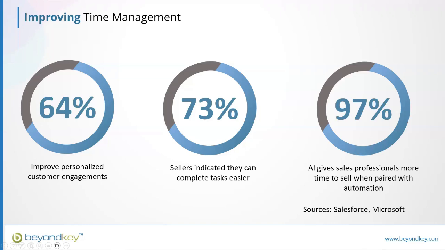Finally, and this is where you basically have universal agreement, 97% of sales professionals believe AI gives them more time to sell when it's paired with automation. That's probably why you're here today, or at least part of why you're here. You understand that if you're going to be competitive in the future, you have to start using the technologies that are available to make sure that you have the advantage to complete those tasks faster and to personalize those engagements so you create a better experience for your clients.